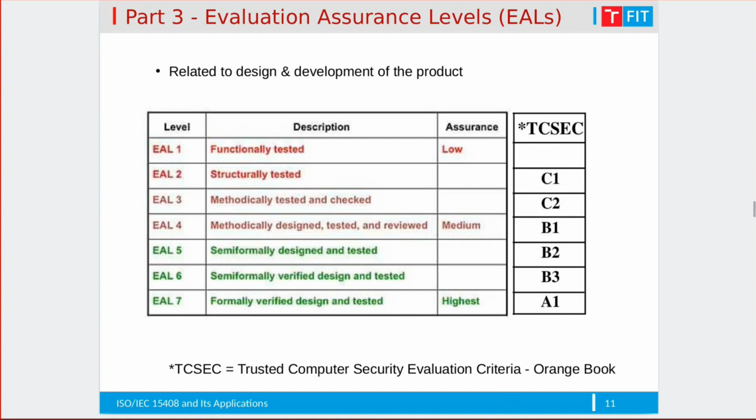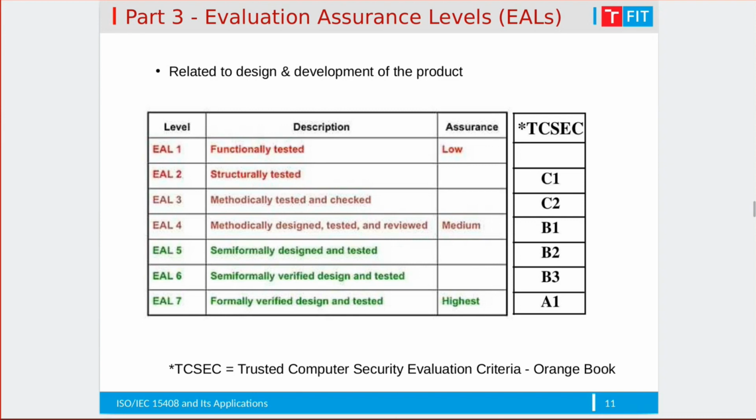Then EAL2, structurally tested. It contains independent testing of the security functions, black box testing and developer search for obvious vulnerabilities, and it's applicable where a low to moderate level of independently assured security is required. Then we have EAL3, which are methodically tested and checked products. It contains analysis supported by gray box testing and development environment controls and so on.